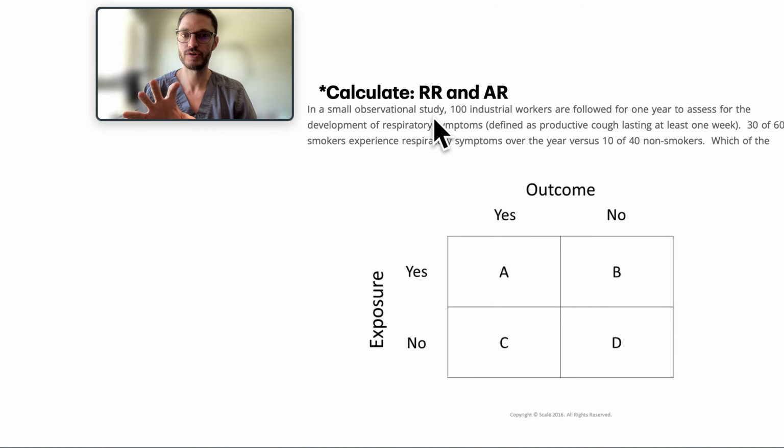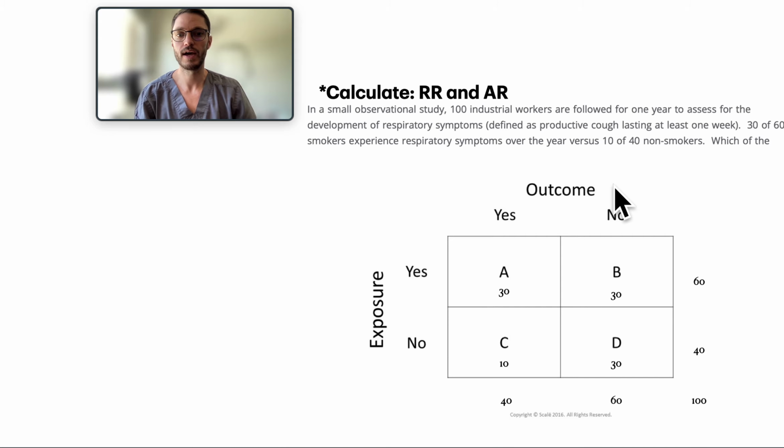Right here, I want you to calculate the relative risk and the attributable risk. This is question number 2 in the comment section below. Tell me what is the RR and tell me what is the AR. You can do this. I trust you. And okay, there you have the numbers and yeah, calculate it.